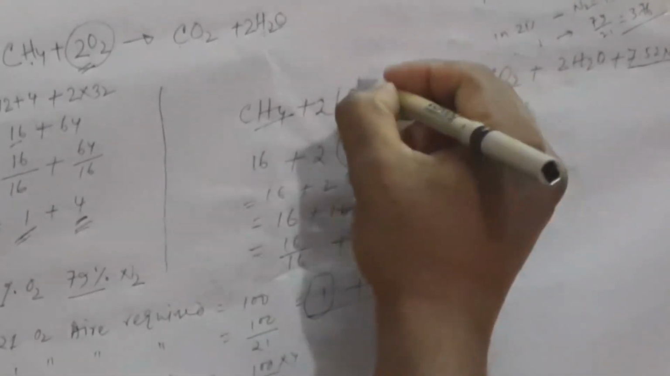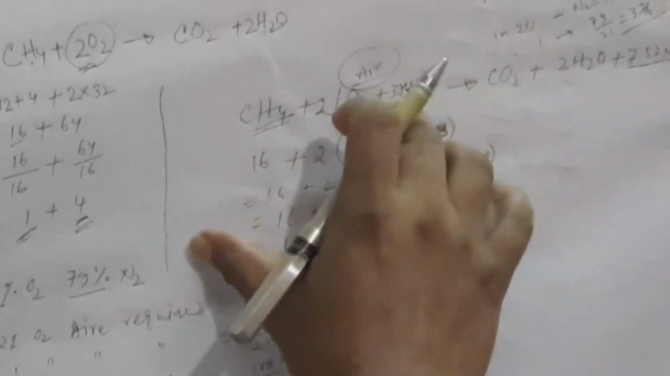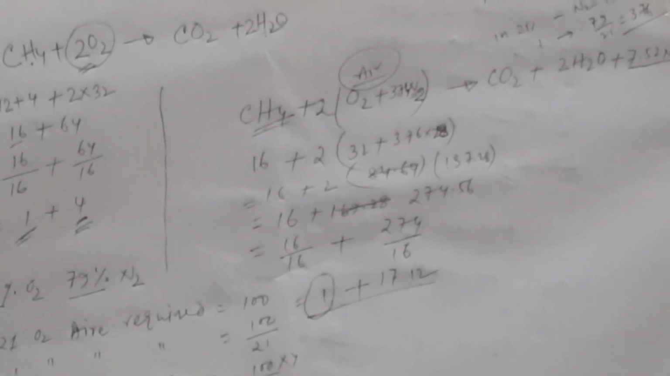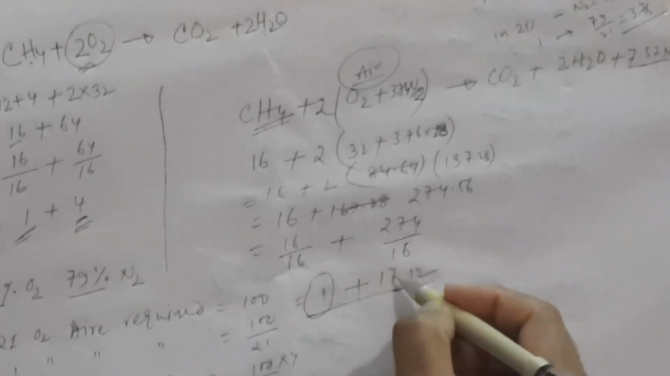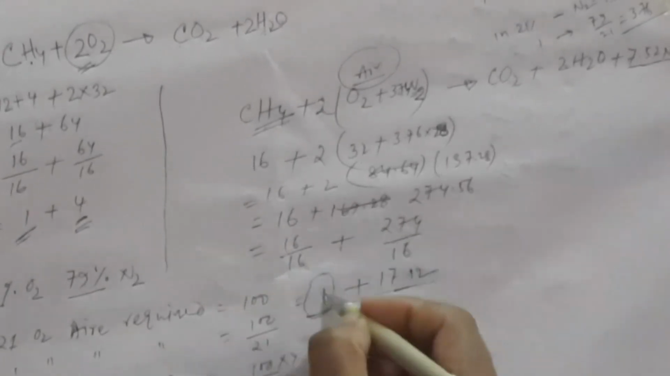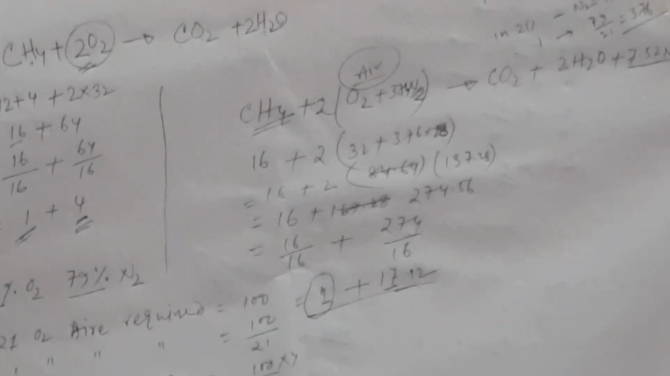in air. This is air. Methane directly reacts with air. If methane directly reacts with air, what will happen? For 1 mole methane, how much air is required? So as per calculation 17.12, that means 70.13 air is required. You can see here for 1 mole methane, air required 17.12. So I hope you have understood this video.